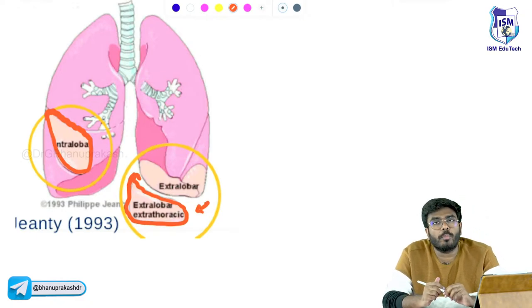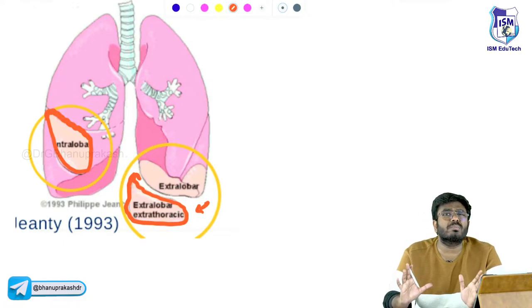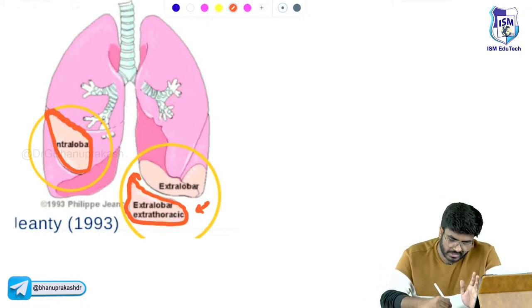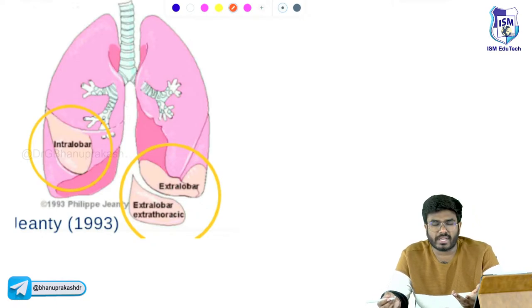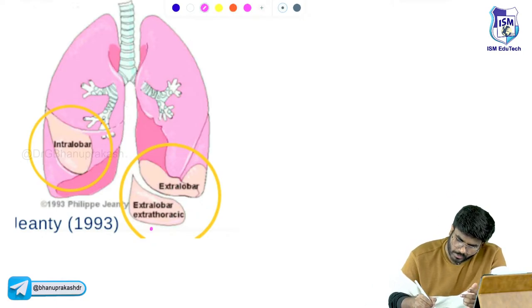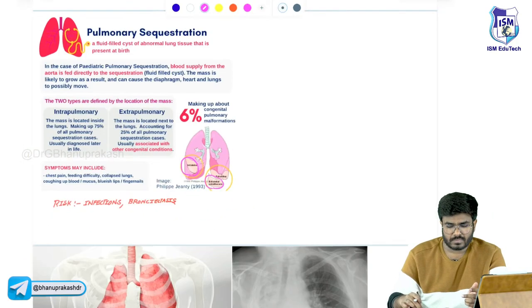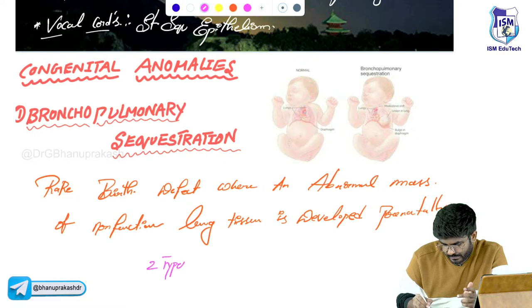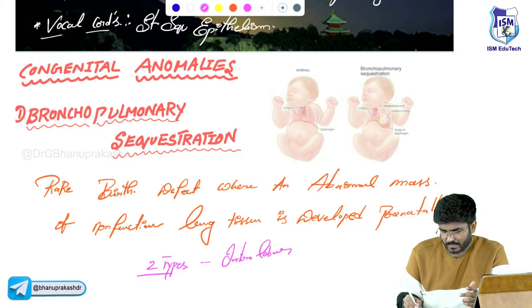So, how many types of bronchopulmonary sequestration are there? It sounds complicated, but simple: bronchopulmonary sequestration is nothing but the presence of an extra lobe of lung tissue, which is non-functional. If it is within the lungs, that is called intralobar. If it is outside the lungs, that is called extralobar or extrathoracic. So how many types are there? Two types. Intralobar or extralobar.